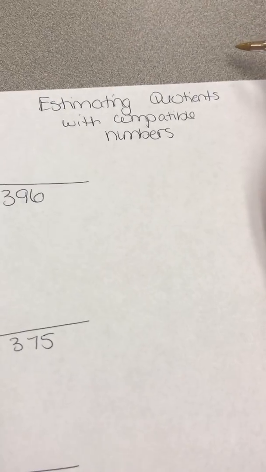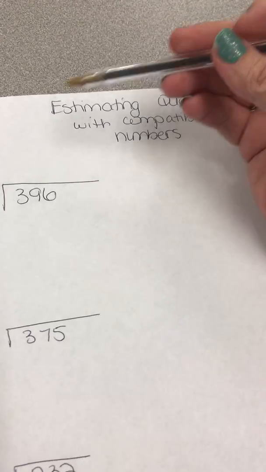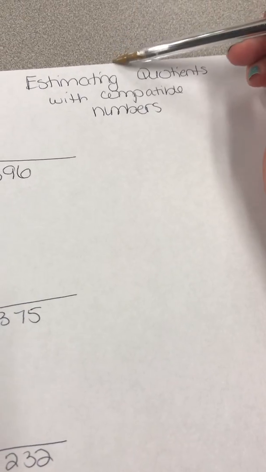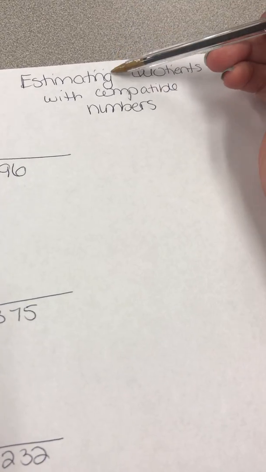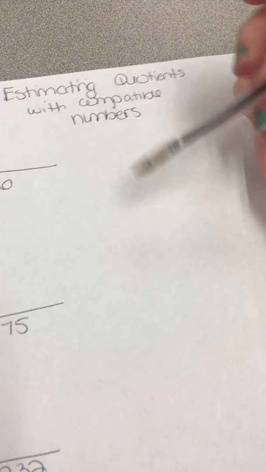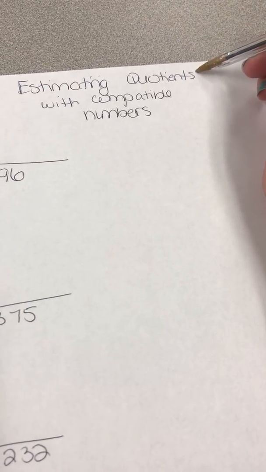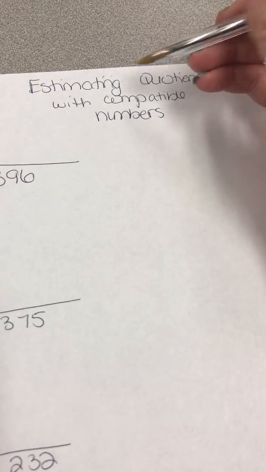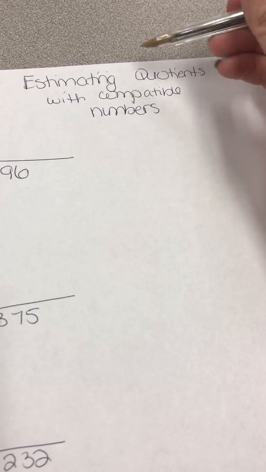This video is on estimating quotients with compatible numbers. Before I begin with the process, I want to take a moment and talk about the terms that we're using in our title. So estimating lets us know that we are going to be rounding our numbers. Quotients represent the answer to a division problem. So we are rounding in order to find the answer to our division problem.